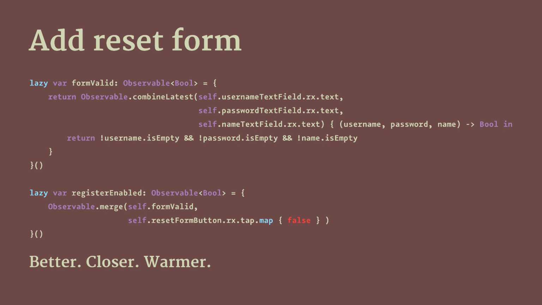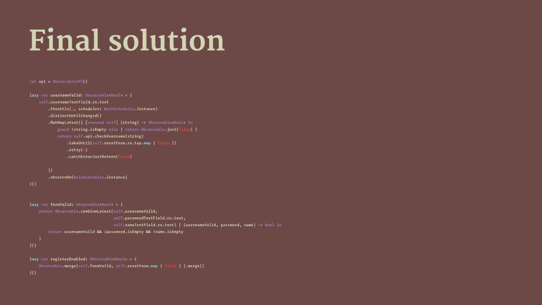So that's real simple here. You see the control flow. You kind of see my form valid node above, and I'm combining it with another node, this reset form button observable, into a new node. So let's look at the final solution here in the reactive way.